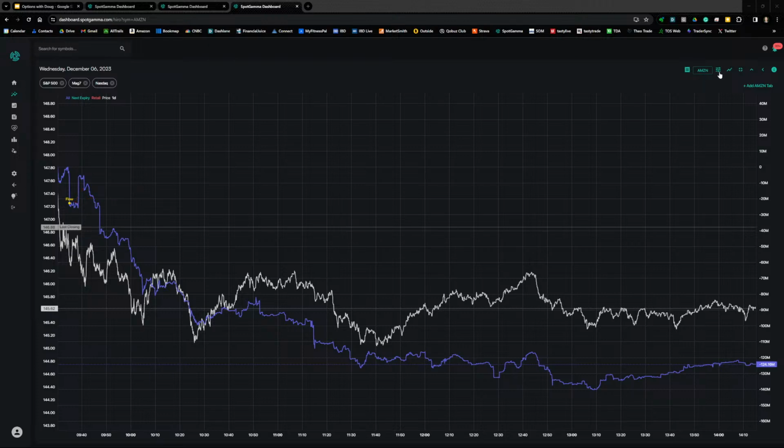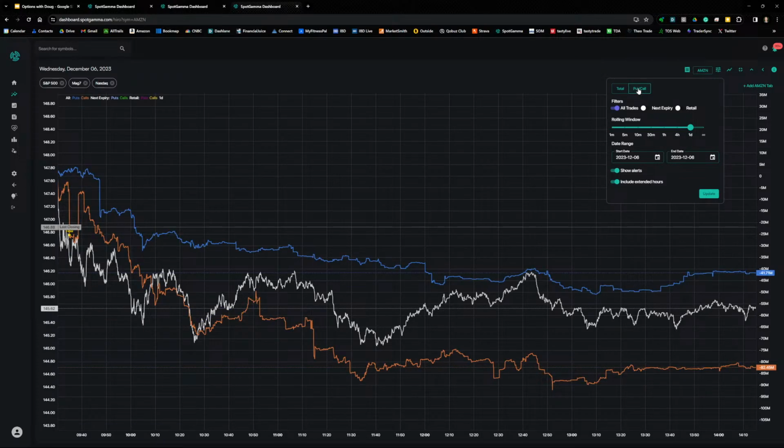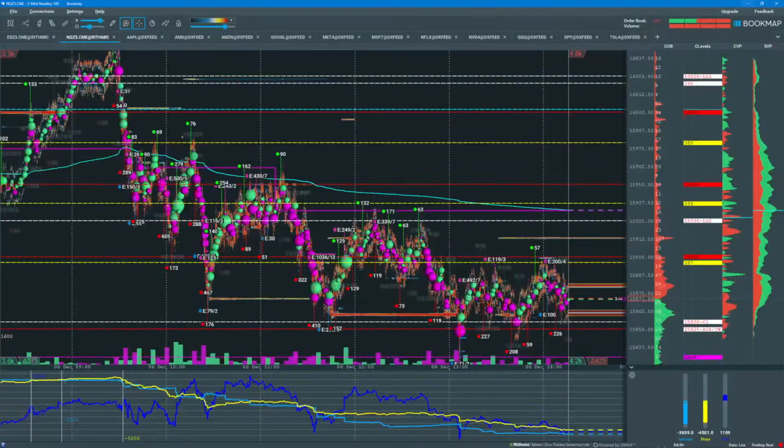Let's see what traders are doing. So they're selling calls and buying puts. That's shown by the following orange line, the following blue line. Let's go take a look at Bookmap. Take a look at Amazon.